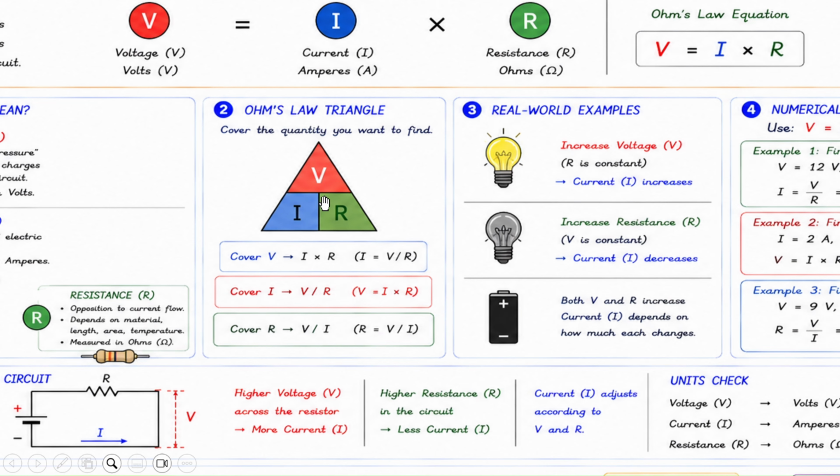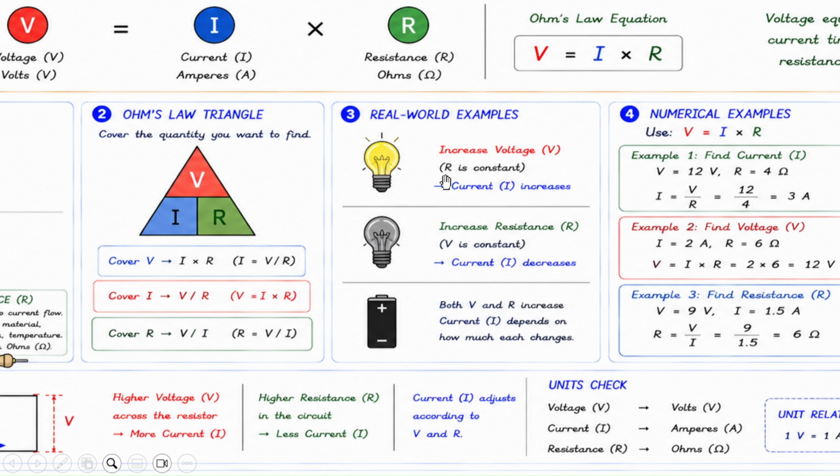And let's see a real world example now. As we said, if we increase the voltage, and assuming the resistance is constant, we're going to get a higher current. And we can see that mathematically, because looking at the equation for V, if R is constant and I is increased, V is going to increase as well. So the current would increase when voltage increases.